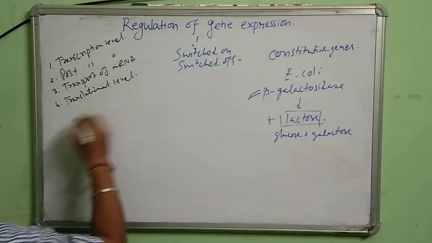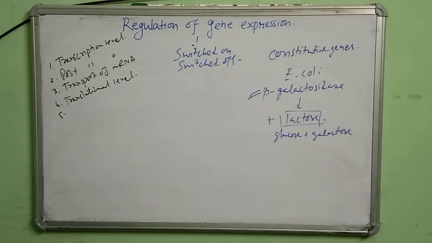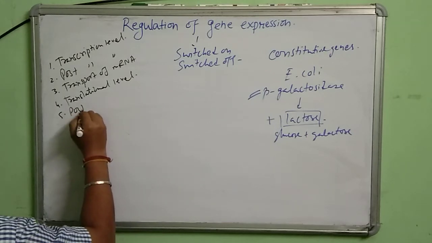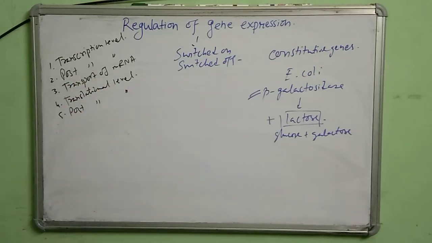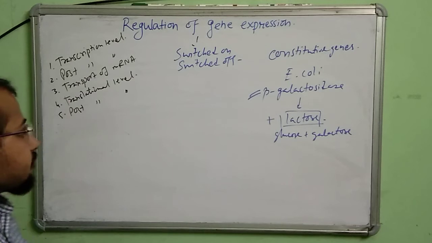At this level also the gene expression can be controlled. And then post translational level. So these are the 5 levels at any point of time. The gene expression can be regulated or controlled. These are the steps that you have to keep in mind.